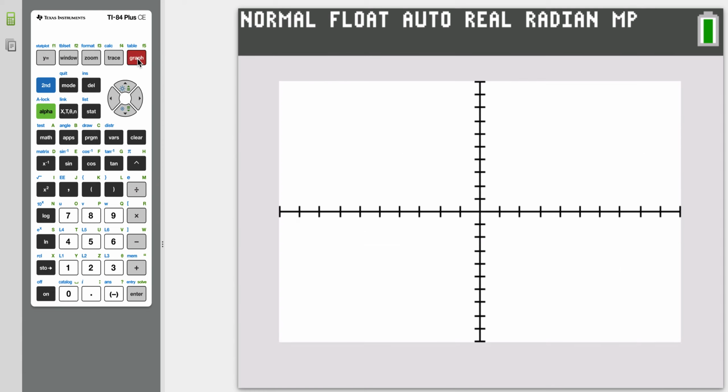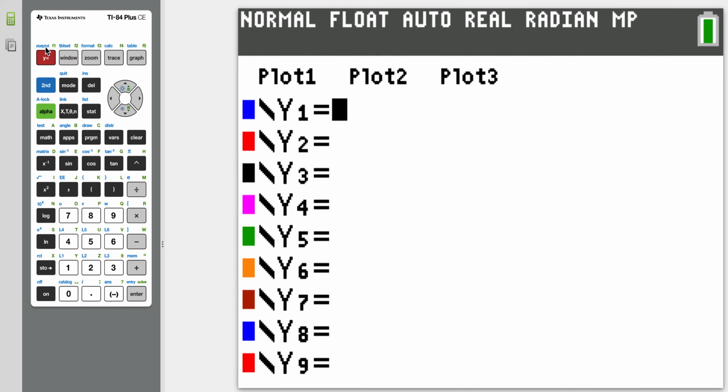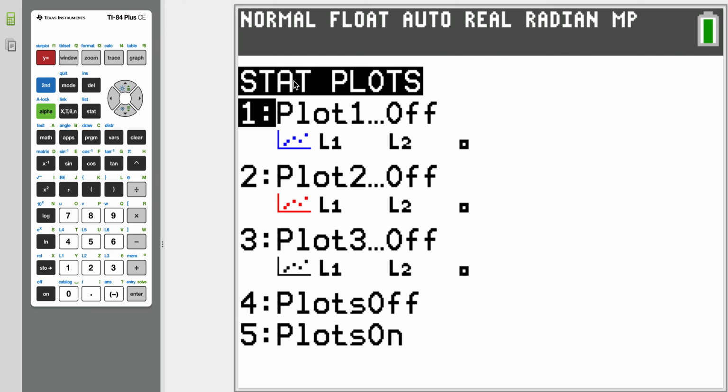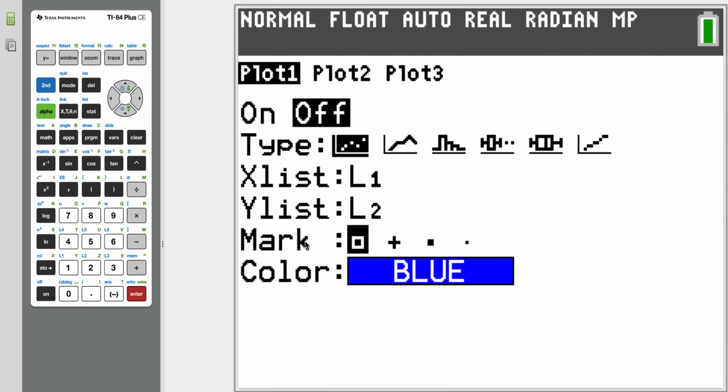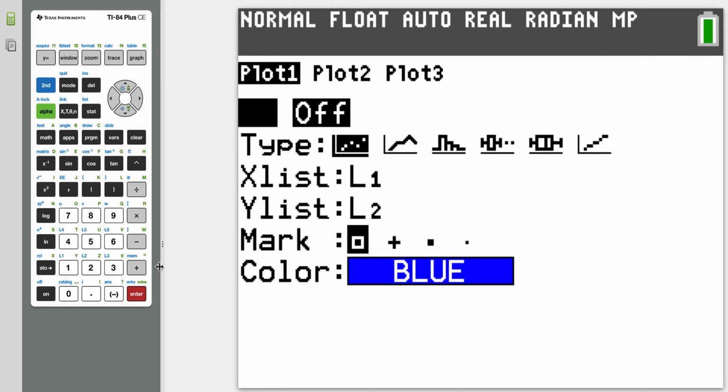We hit graph and I don't see anything. Okay, so there could be two problems. Number one, your stat plot might not be on. So instead of going into Y equals, see above there we see stat plot. So if you hit second, Y equals, oh, look at that, they're all off. So I'm on plot 1, and plot 1 is going to do L1 and L2. So I'm going to hit enter, and then it's going to give me this stuff. You don't have to change any of this, and then you just hit on. Okay, so now my stat plot is on.